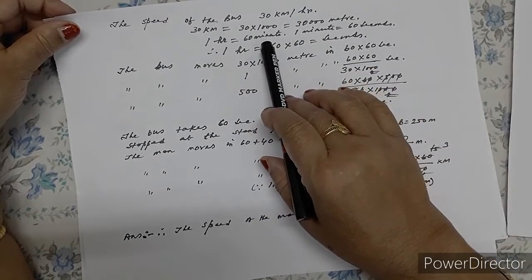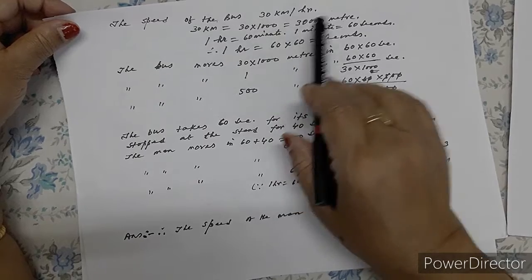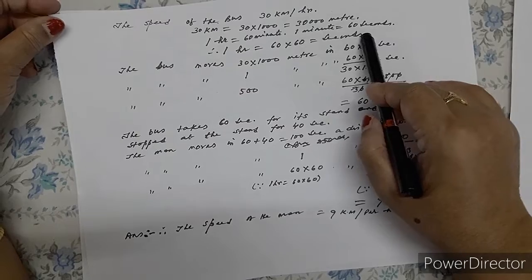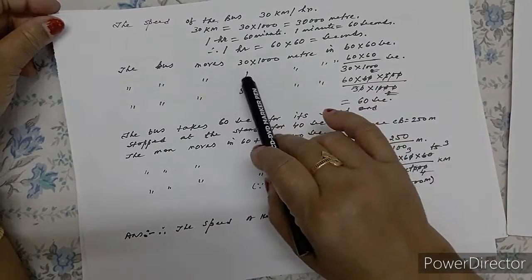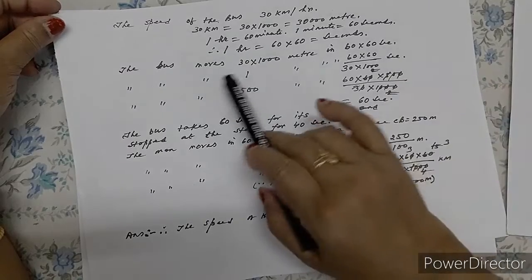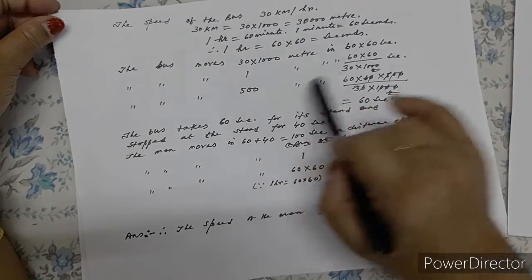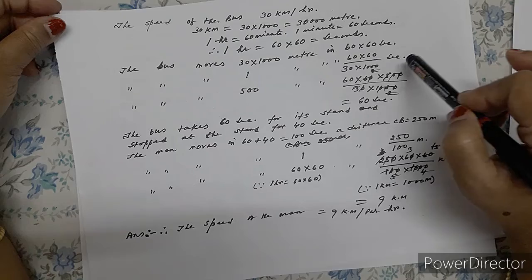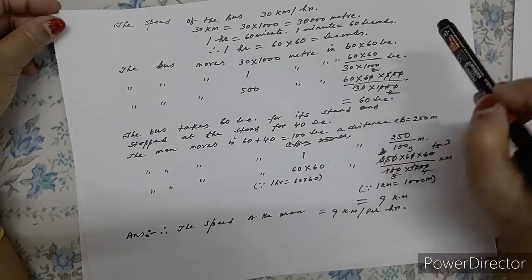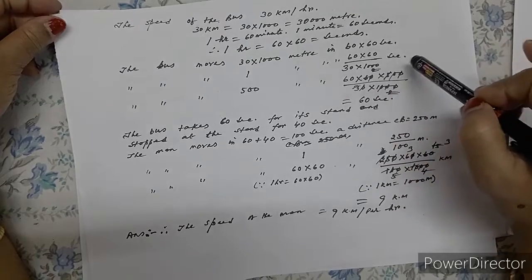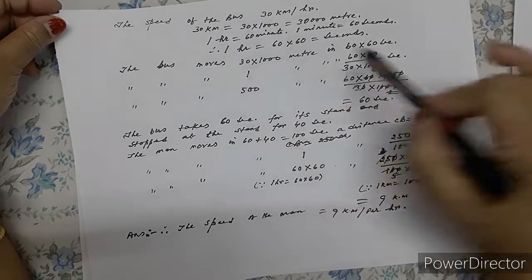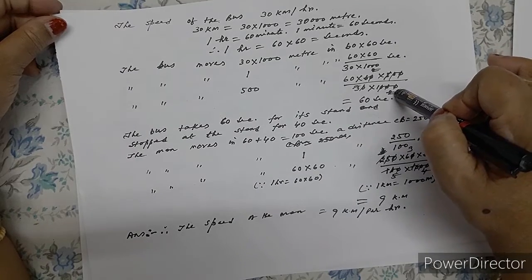1 hour means 60 minutes, because 1 minute means 60 seconds. So 1 hour is equal to 60 into 60 seconds. The bus moves 30 into 1000 meters in 60 into 60 seconds. Therefore, the bus moves 1 meter in 60 into 60 by 30 into 1000 seconds, and 500 meters in 60 into 60 into 500 by 30 into 1000, that means 60 seconds.